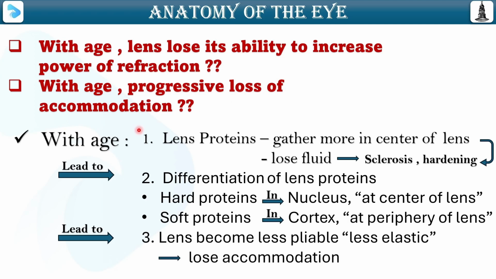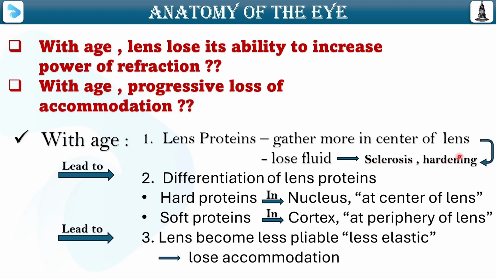Why is that? Because with age, the lens proteins gather more in the center of the lens. The lens proteins lose fluid, and the gathering of the proteins in the center of the lens with loss of fluid will lead to sclerosis and hardening.